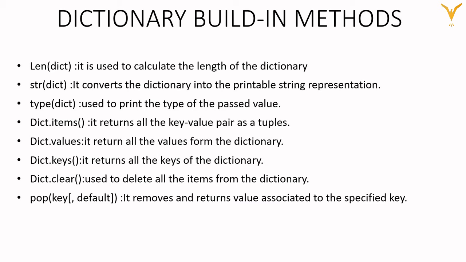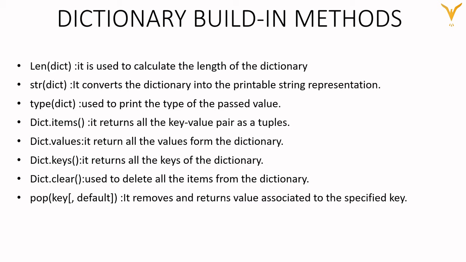Then we have values. The values method will return only the values from the dictionary. Then we have keys. Keys will return only the keys from the dictionary. Then we have clear. The clear method will delete all the items from the dictionary. And then we have the pop method. The pop method will remove and return the value associated to the specific key.